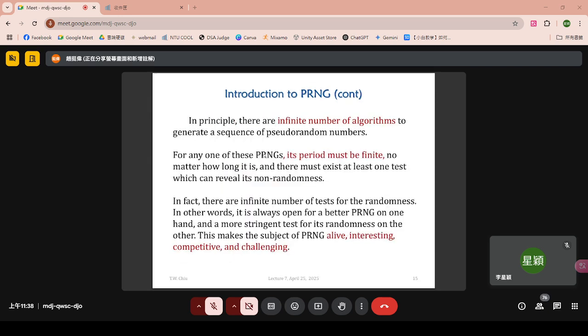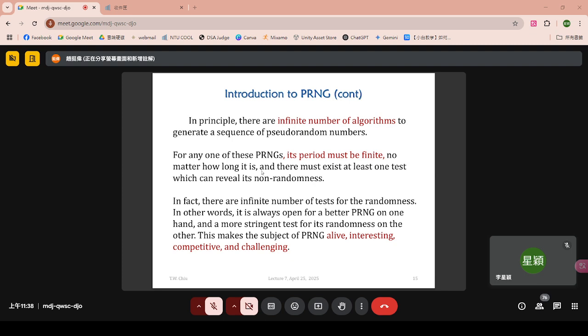In principle, there is an infinite number of algorithms. There's no limit to what the algorithm can be. You can invent an algorithm to generate a random number. But the question is whether it's a good algorithm, whether the sequence turns out to have very good random properties, very good randomness.